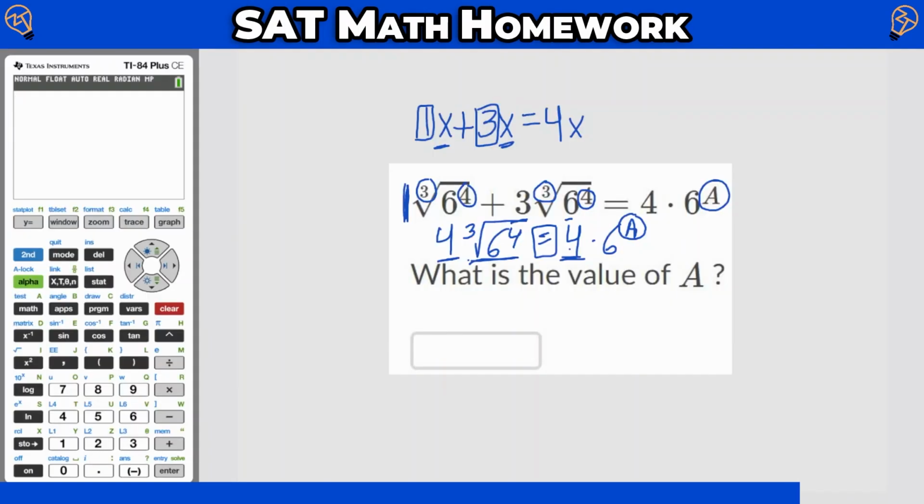So now we could say this is really 6 to the 4 thirds. So let me just write that out. 4 times 6 to the 4 thirds is equal to 4 times 6 to the a. So what is a? It's 4 thirds.